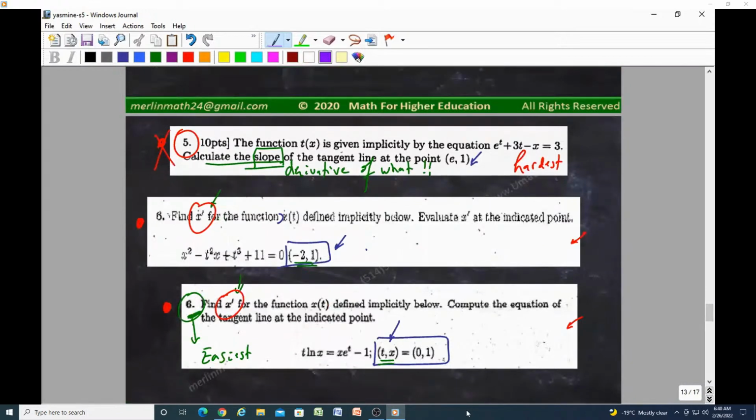You see, they gave you the point, but I don't know which one is a t, which one is an x. If you pick this the wrong way, I mean, you are lost. You'll get a 0. You get it? Now, this is the easiest. Why is it the easiest? Because they say what to find and they say what the point is.